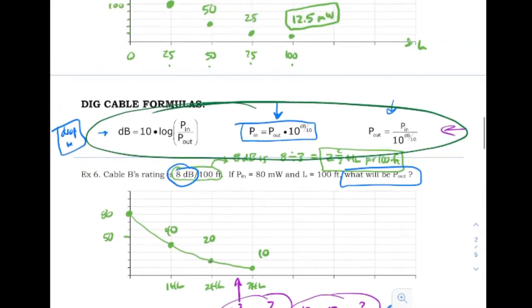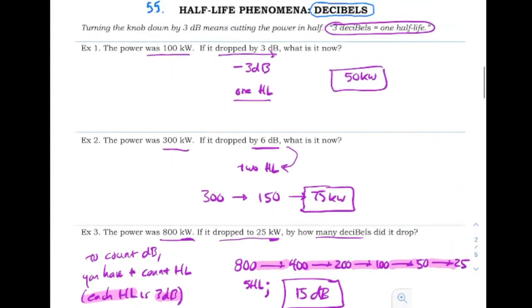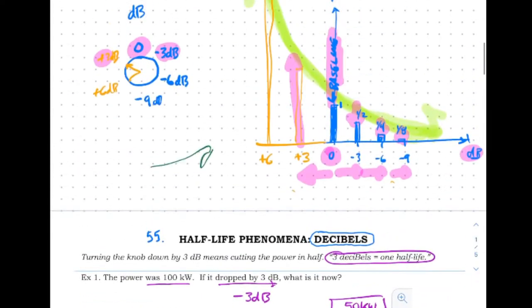You will save yourself a lot of grief if you're able to work with this idea that 3 decibels is a half-life, and especially if you understand what a decibel means. Turn it down by 3 decibels, you've cut it in half. Turn it up by 3 decibels, you've doubled it. And remember that 0 decibels does not mean zero power, it means baseline power. It means you're idling, you're humming, or whatever.